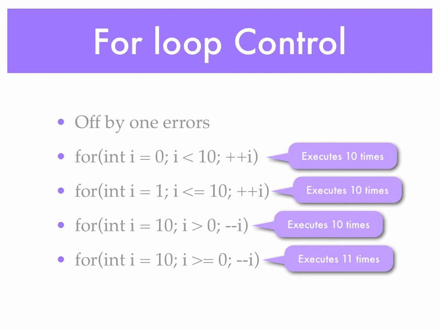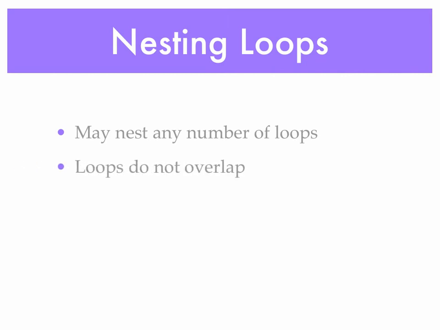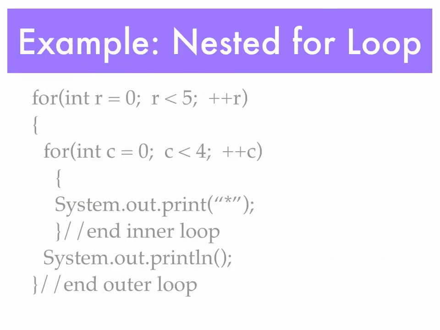So when you're constructing for loops, be very careful of the initial value and then the relationship. That will determine how many times you go through your loop. Now we can nest loops. We can put any number of loops within other loops. We have to be very careful that our loops do not overlap. Each loop is self-contained relative to the scope of variables, the break and continue statements. So let's look at an example of a nested for loop.